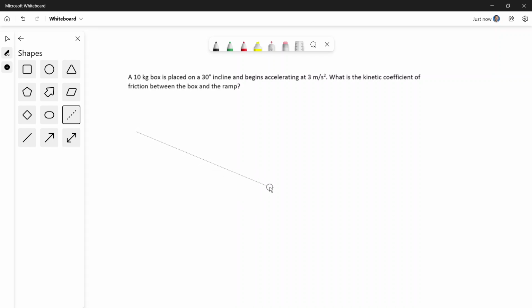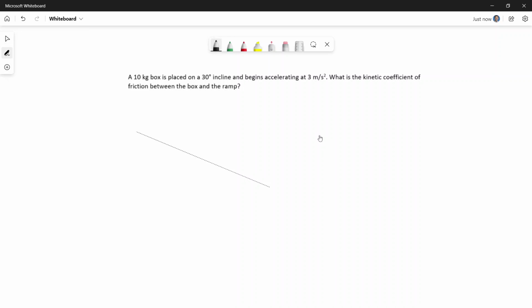Now, technically, a free body diagram does not include anything except the mass that is accelerating, but it can be helpful to have the surface itself on there. So there's my incline. I'm going to draw the box on the incline. And we know that this box has an acceleration down the ramp.